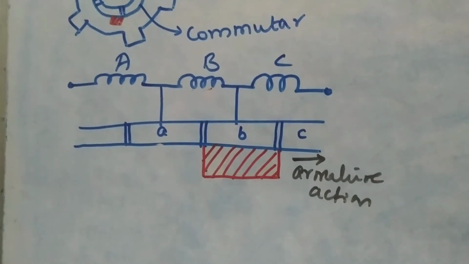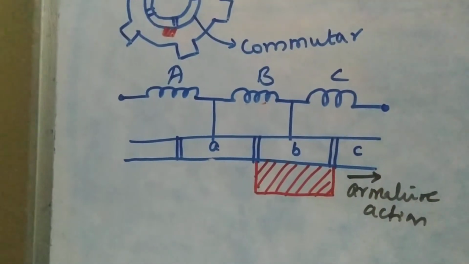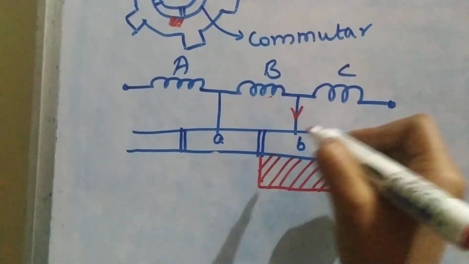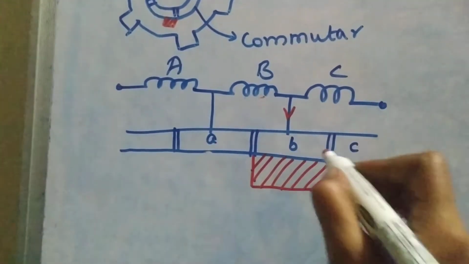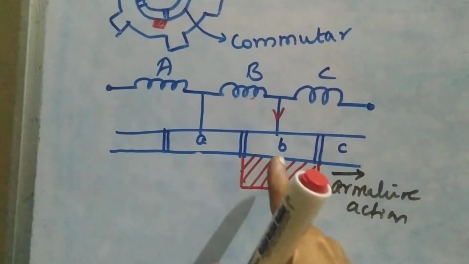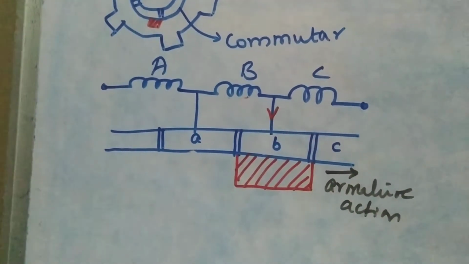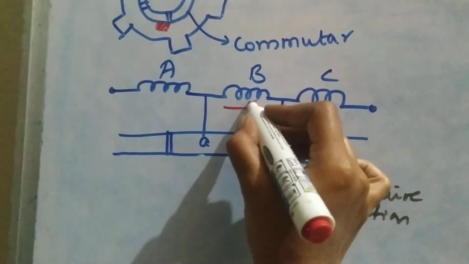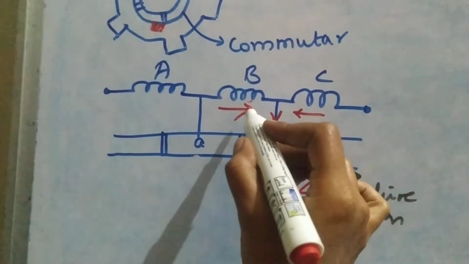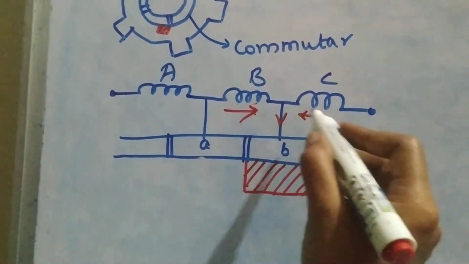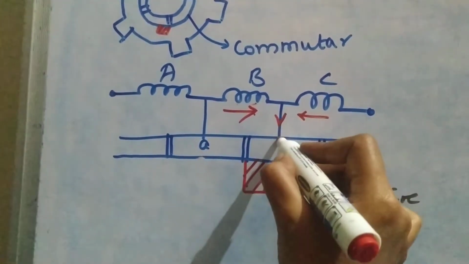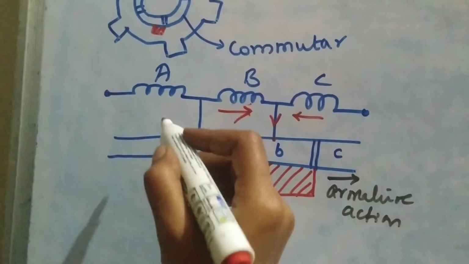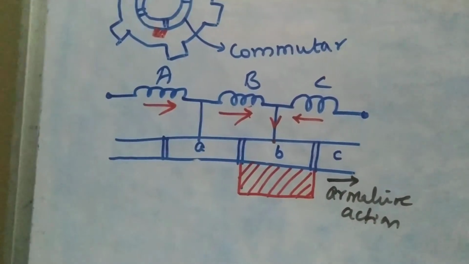What will happen? Let me mark the direction of this current. Actually, the current direction coming towards the commutator segment will be to the point of B, so this direction will be almost here. These two currents will meet at this point. So you can take the direction of this current to be here as well.